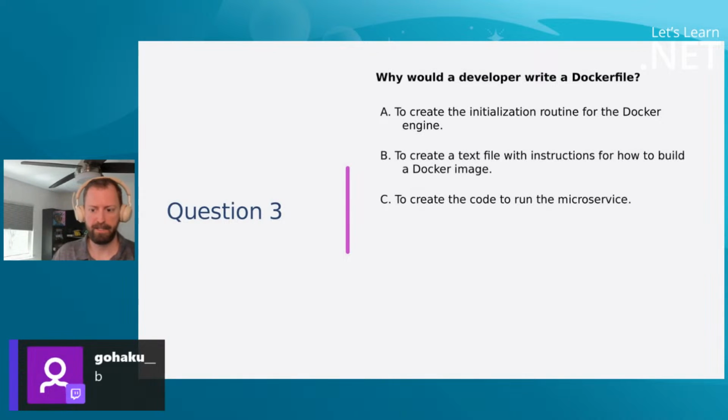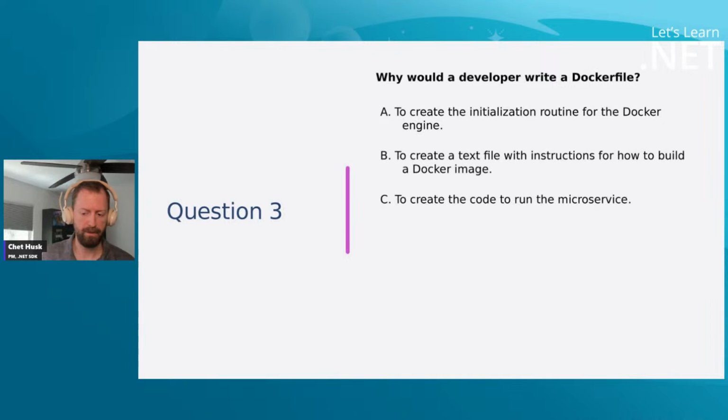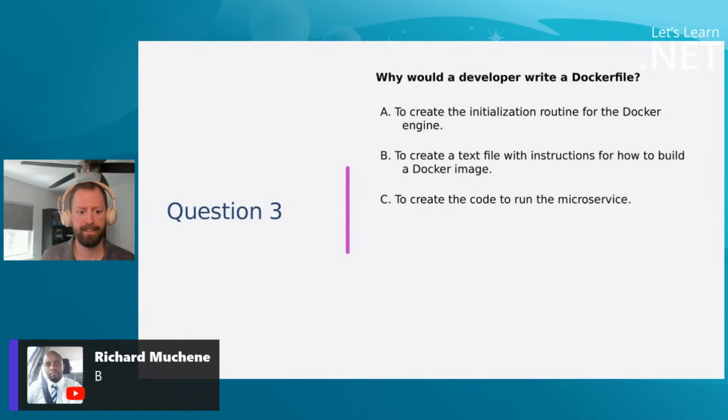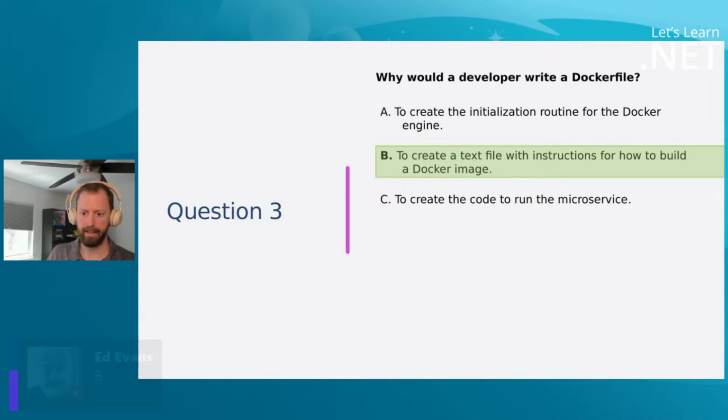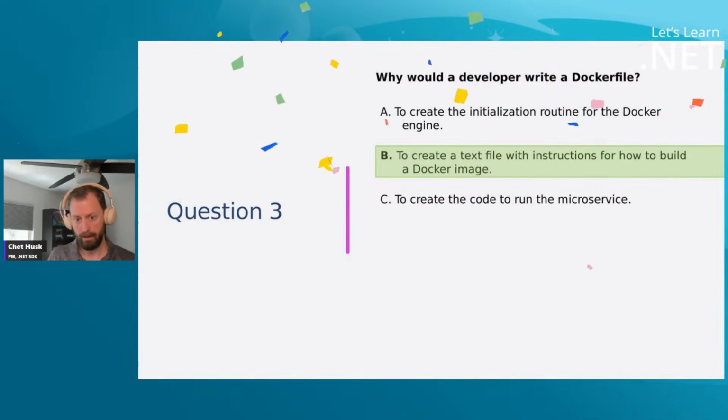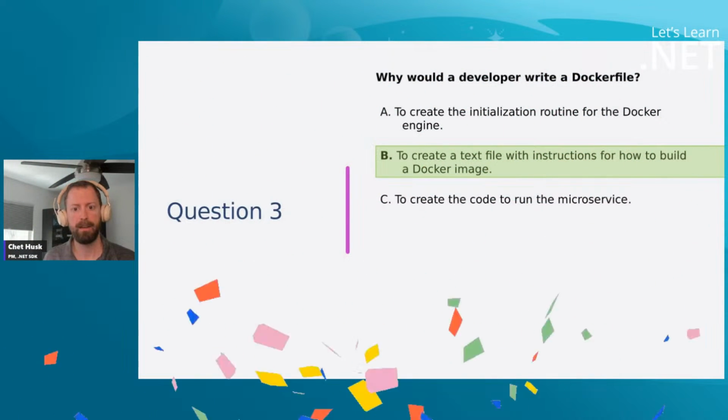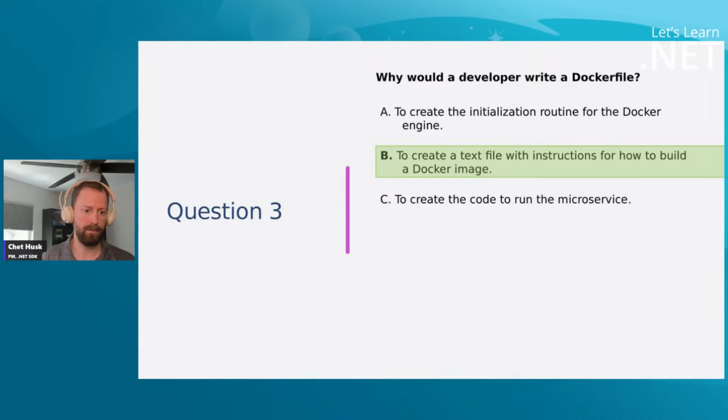Jamie, I think we made this quiz too easy for these viewers, because they are almost all nailing it. It's B. A Dockerfile is a text file with instructions for how to build a Docker image. Your code can be in any language. That's why C isn't the right answer. B describes a way to make a container containing code in whatever language you want.